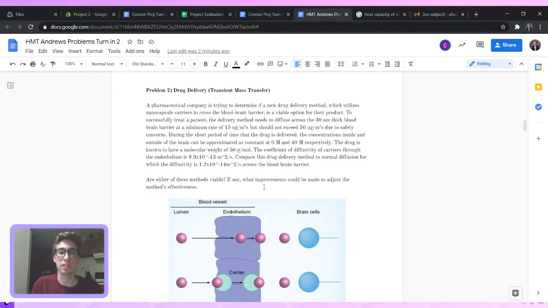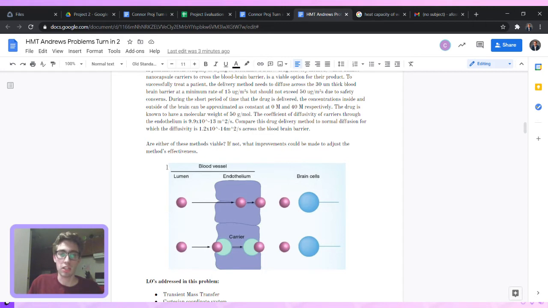My second problem dealt with drug delivery. This is a transient mass transfer problem. In it, a pharmaceutical company is trying to determine if a new drug delivery method crosses the blood-brain barrier successfully and sufficiently for their purposes. The company needs the drug to diffuse between 15 and 50 micrograms per meter squared second due to the safety concerns of the drug.